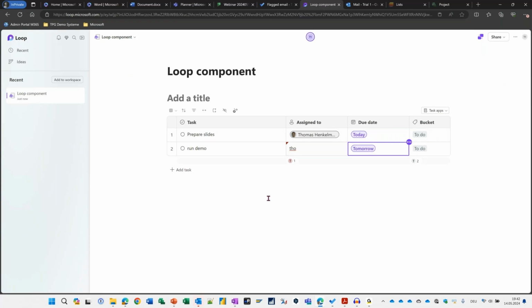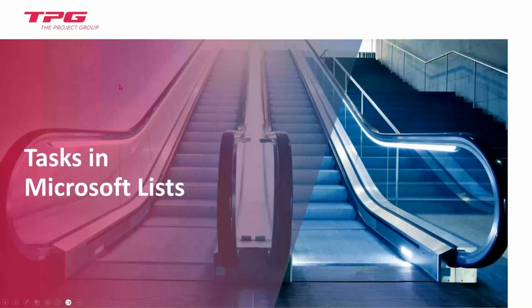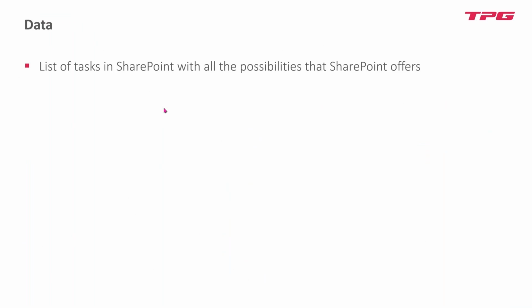So Loop is another task management functionality that finally ends up in individual tasks assigned to people that can be used in the task overview in the Planner. So, tasks in Microsoft Lists. Well, this will be a short one because, as I said in the intro, it's not synchronized at all. So tasks in Microsoft Lists, it's still worth looking at, right?